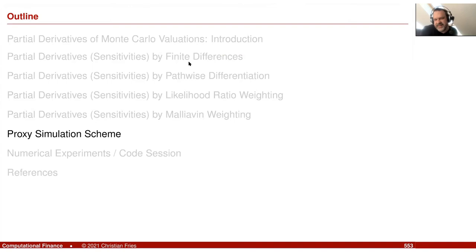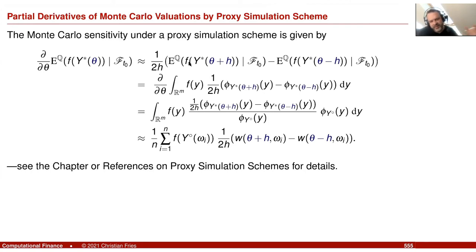And you can generalize the setup a little bit, which is then a so-called proxy simulation scheme on the level of the numerical schemes, where you have two numerical schemes. One numerical scheme is generating the values, and the other numerical scheme is generating the change of the density. And maybe that sounds familiar because we have a project related to this. The notation here is maybe a little bit strange. I use two different schemes, but what's happening here is just that you have the density and the likelihood ratio weight approximated with a finite difference. So this is a finite difference, 1/2h, applied to your weight W, where W is now the density.